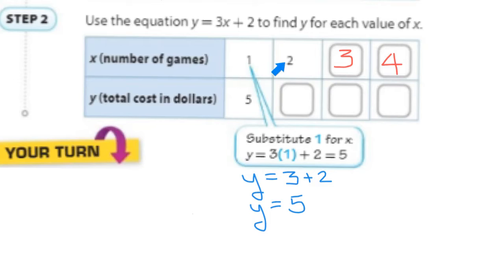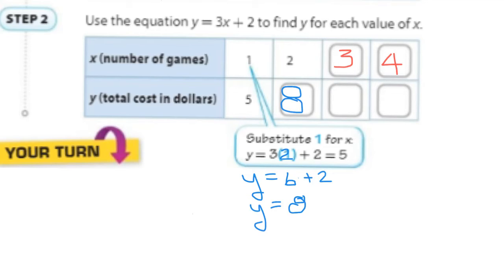Let's now use a 2 in place of the x. I'm going to take this out and take this out. I don't have a whole lot of space, and I'll make it really messy if I don't. This time we're going to use a 2. We're going to do 3 times 2, so 3 times 2 gives us 6. And then 6 plus 2 gives us 8. So when x is 2, y will be 8.